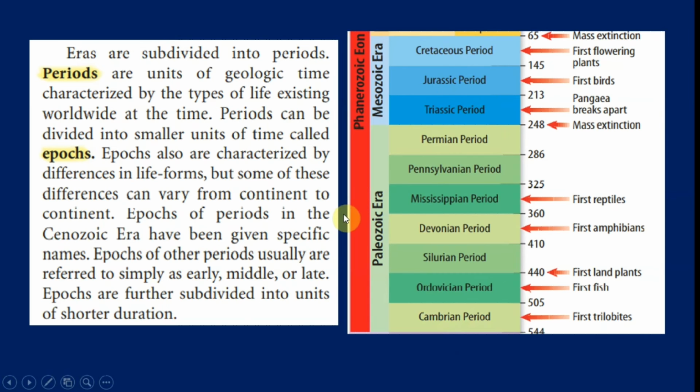Periods can be divided into smaller units of time called epochs. Epochs also are characterized by difference in life forms, but some of this difference can vary from continent to continent. Epochs of periods in the Cenozoic era have been given specific names. Epochs of other periods usually are referred to simply as early, middle, or late. Epochs are further subdivided into units of shorter duration.